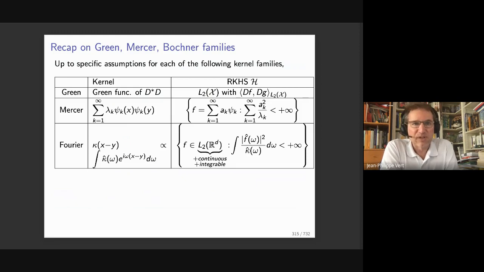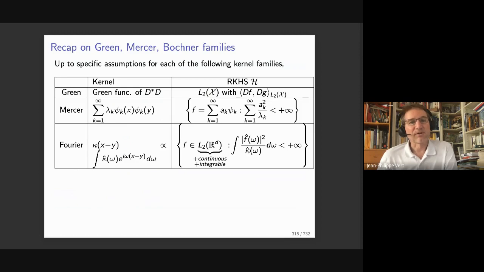So I'll finish this lesson today by trying to do a short recap of the 3 classes of kernels we have seen in this kernel jungle. So we have seen the Green functions, the Green kernels, then we have seen the Mercer kernels, and today we've seen the translation invariant kernels. They have similarities, but for each of them, there are some specificities as well.